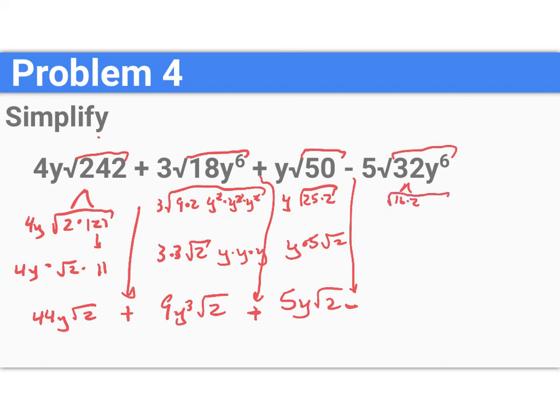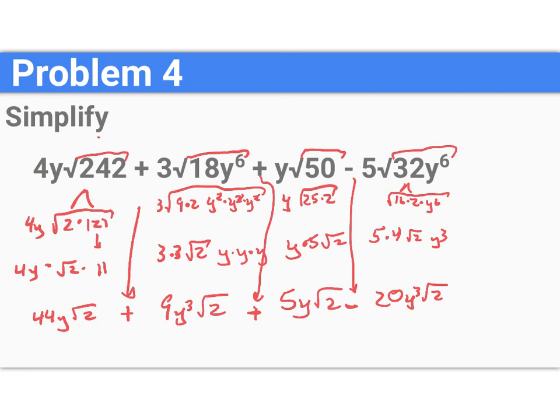So, times y to the 6. So I'm just going to bring it there. 5, the square root of 16 is 4. Root 2, y cubed. So you get 20y cubed root 2. Okay, now that it's all lined up, let's see what we have that's alike.